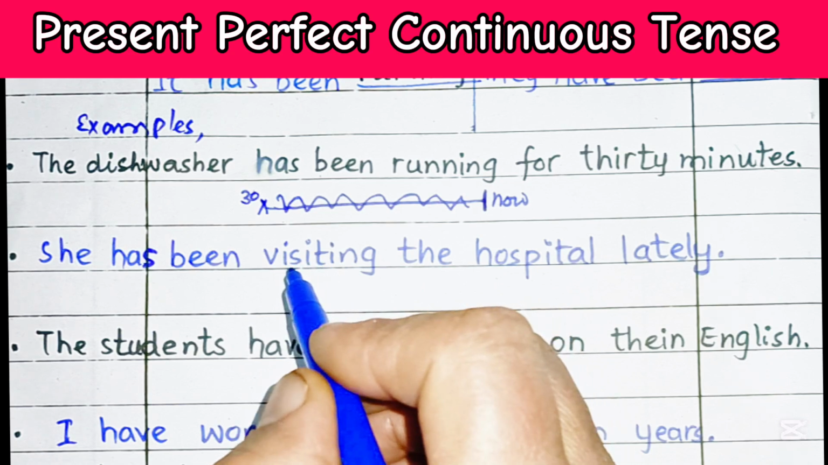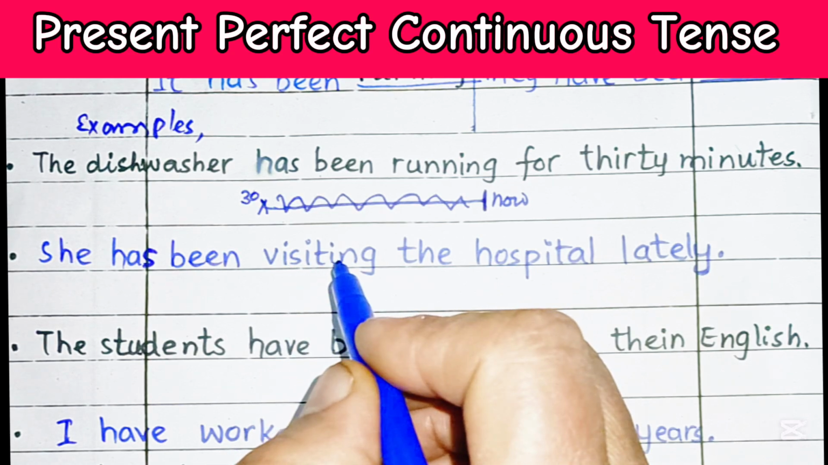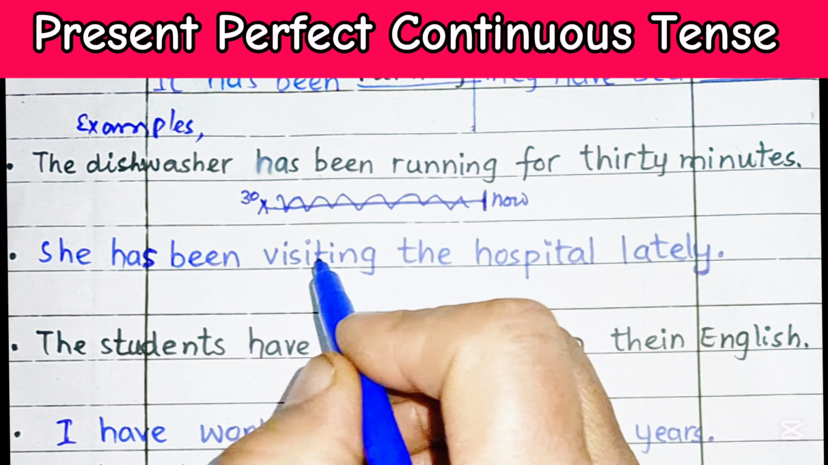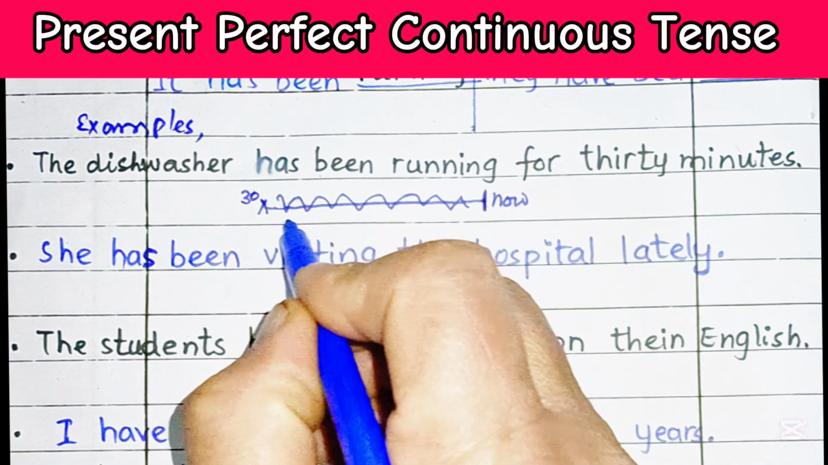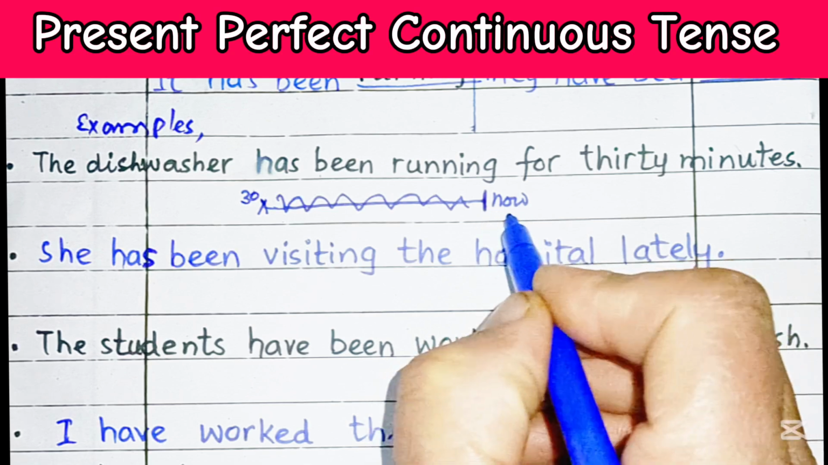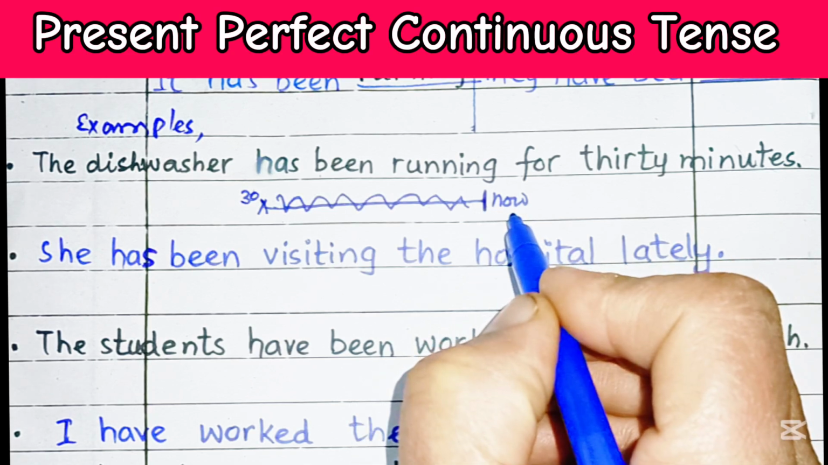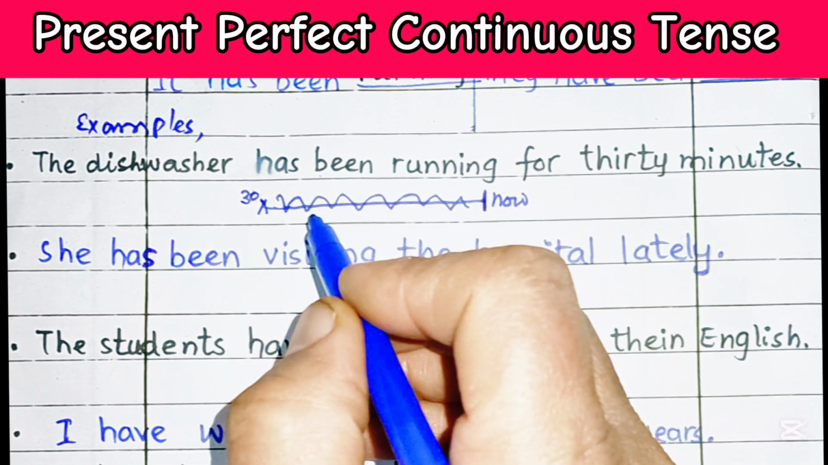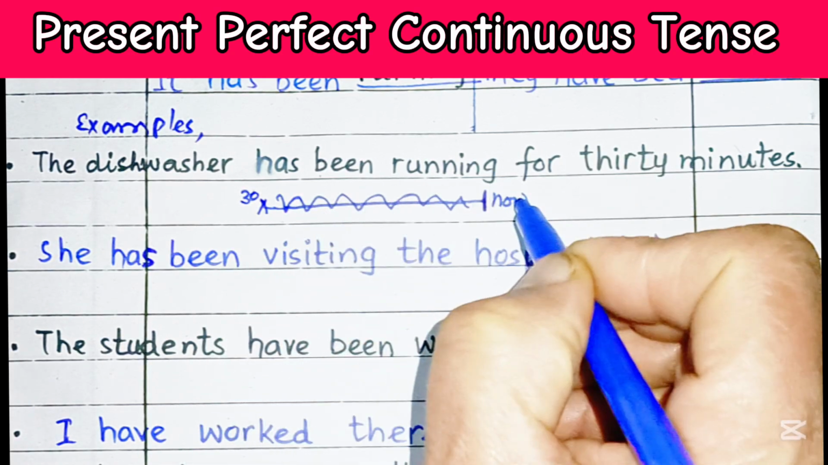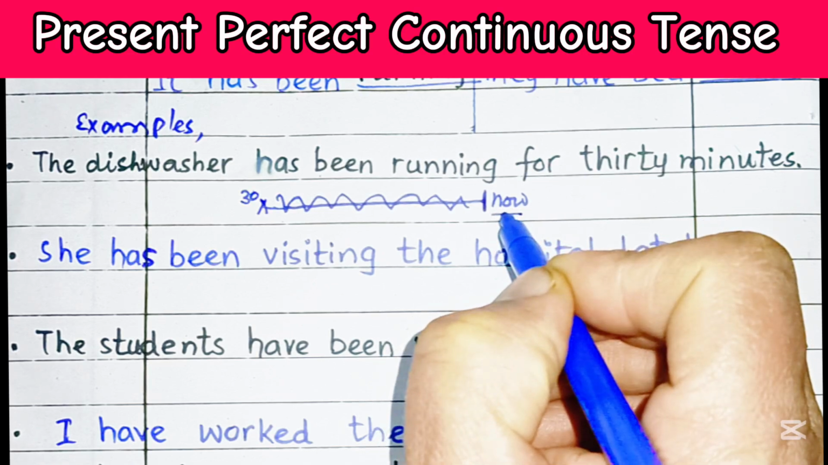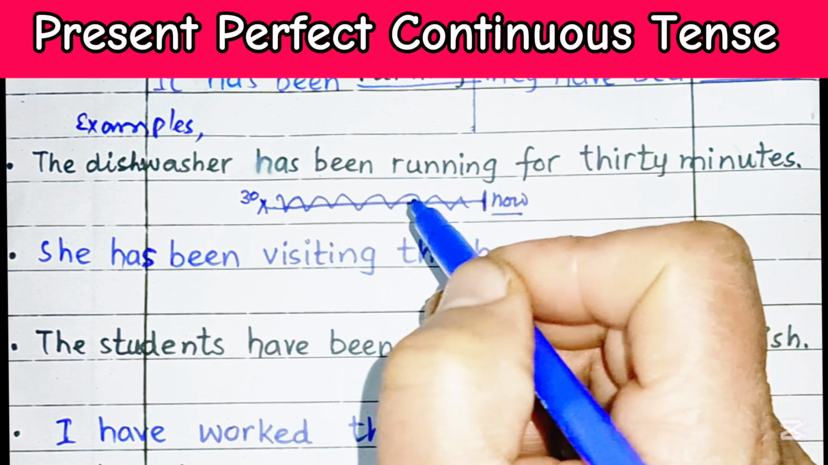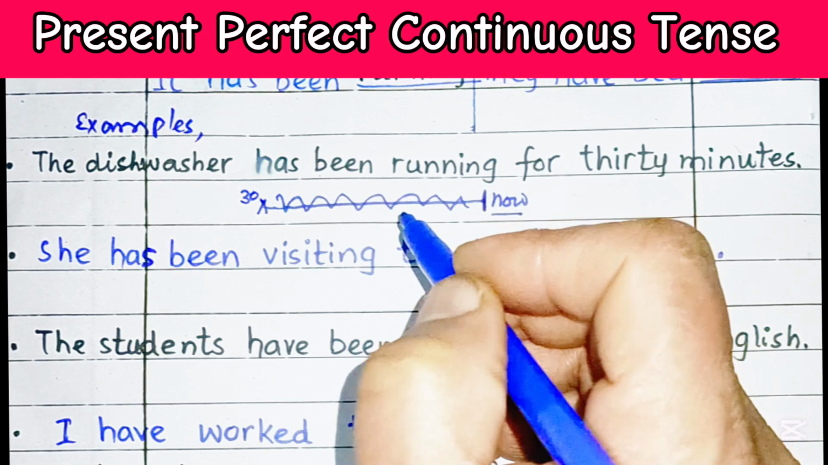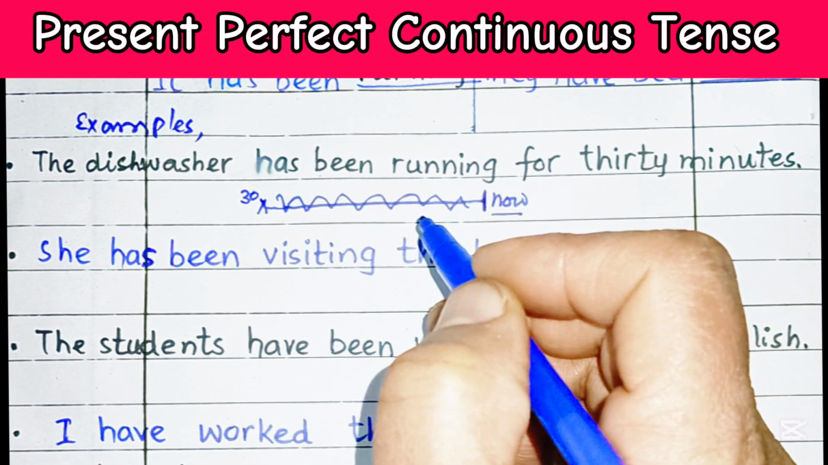In the present perfect continuous tense, something has a beginning and it continues up to now. So there is a beginning point, and then now, this is the right time, that is now. And whatever the activity is, it continues without stopping, or something happens repeatedly in the past.